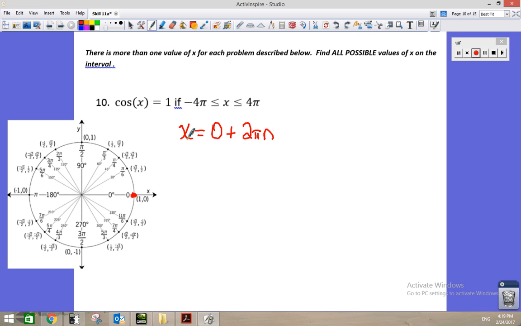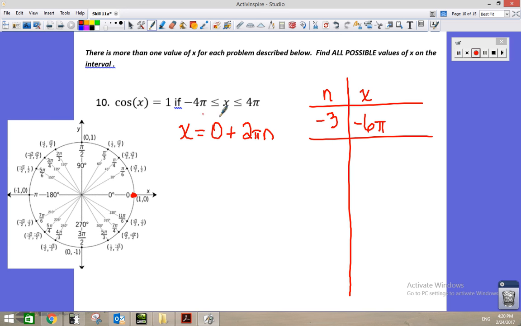So here's where the true advantage is in rewriting this as n, because if we replace different values of n, we can get these different solutions, and we can see if it's between negative 4 pi and positive 4 pi. If I let n be negative 3, then I've got negative 6 pi, and that's too small. Okay? If I let n be negative 2, I've got negative 4 pi, and they want me to include that as an endpoint. So this is a solution. What about if I let n equal negative 1?